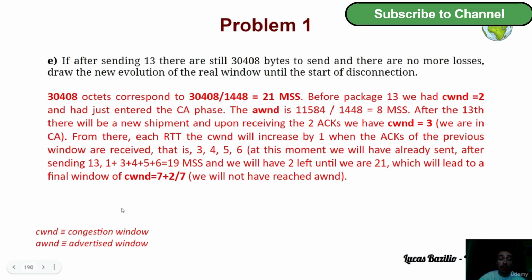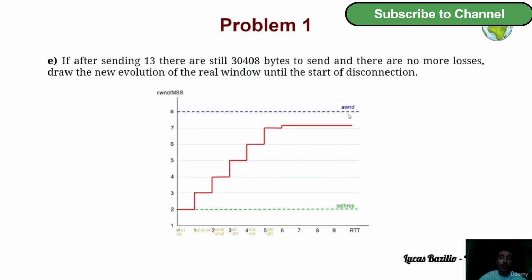However, as long as we send all of the 21 maximum segment sizes in this TCP connection, the congestion window would have reached only 7.28 maximum segment sizes. So we will not have reached the advertised window. In other words, the congestion window will never reach the advertised window. That's why in this plot we can now draw the new evolution of the real window until the start of the disconnection.